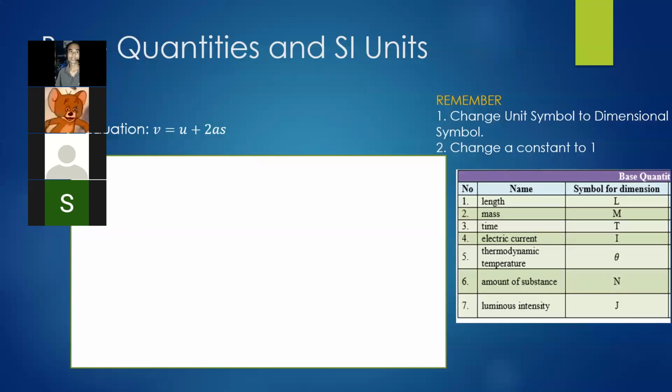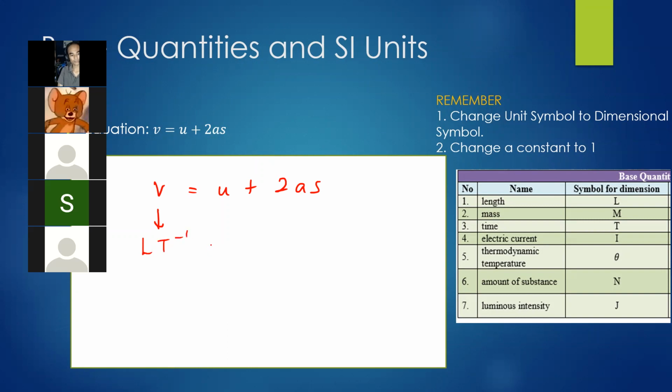Okay. Narin, representative of ABC, are you there? Yes, sir. Okay. So V equals to U plus 2S. V first. V is L over T, sir. L over T or LT minus 1. Right. Okay.